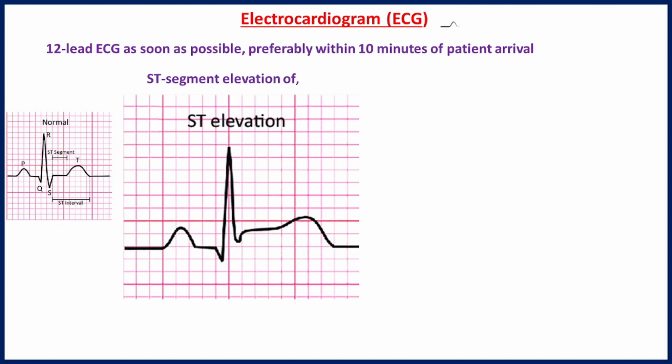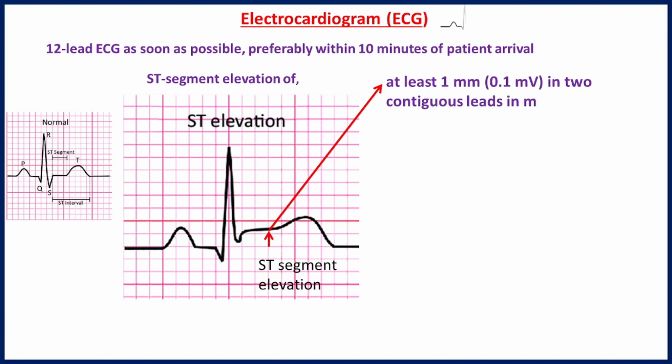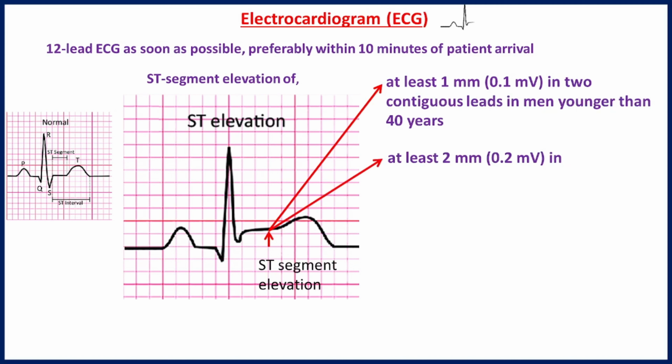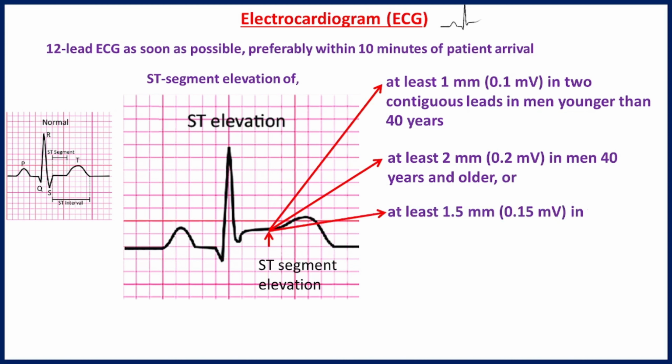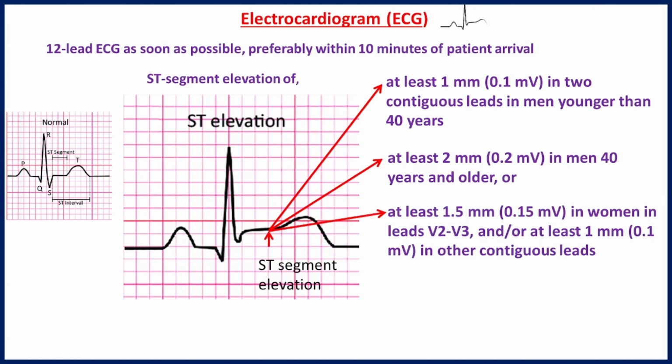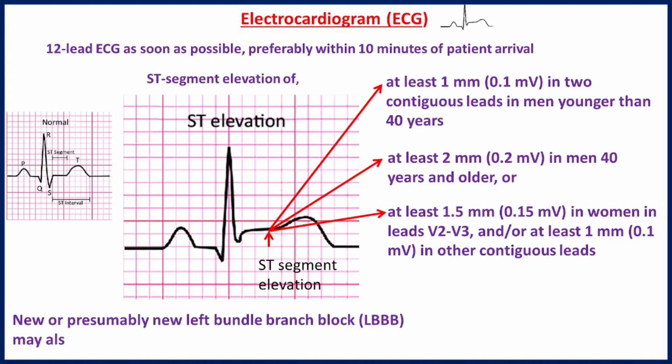ST segment elevation of at least 1 mm, which is equivalent to 0.1 millivolts, in 2 contiguous leads in men younger than 40 years, or at least 2 mm in men 40 years and older, or at least 1.5 mm in women in leads V2 to V3, and or at least 1 mm in other contiguous leads. New or presumably new left bundle branch block may also indicate STEMI equivalent.